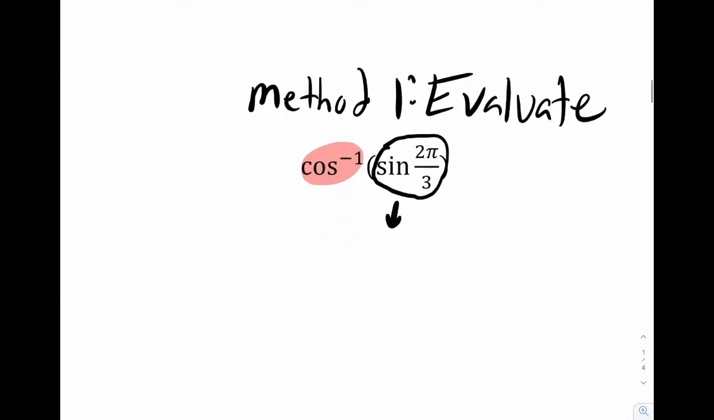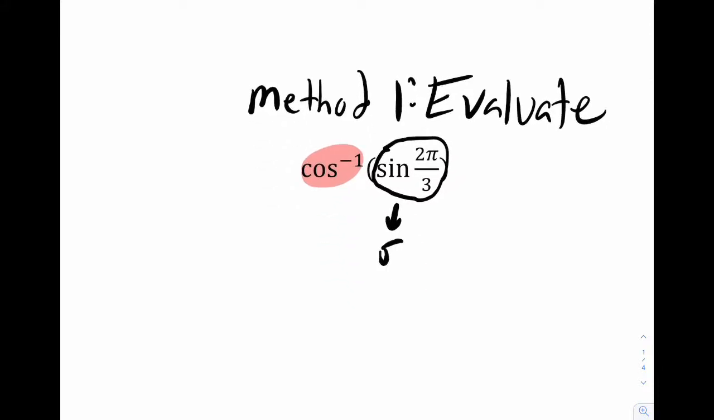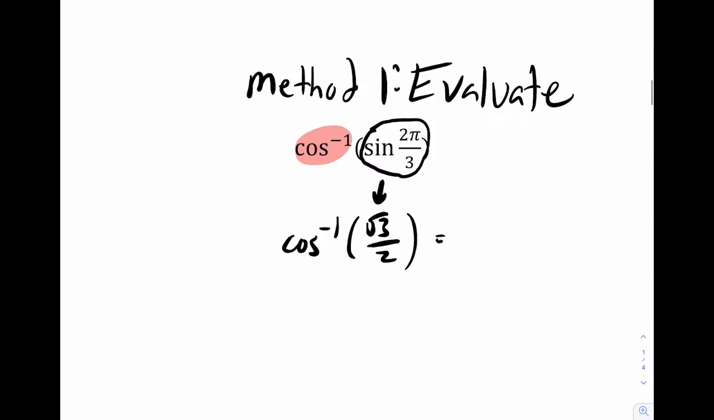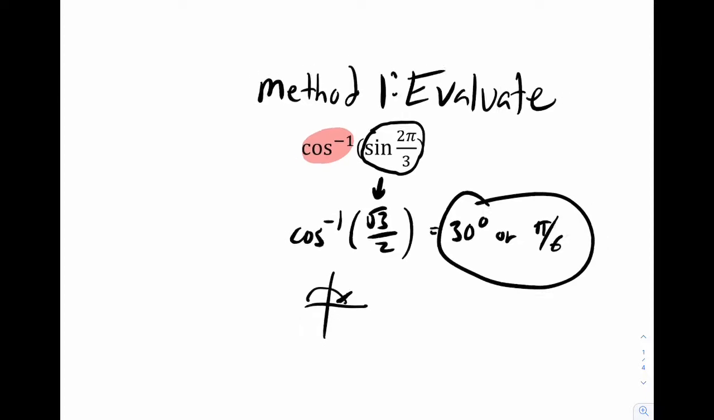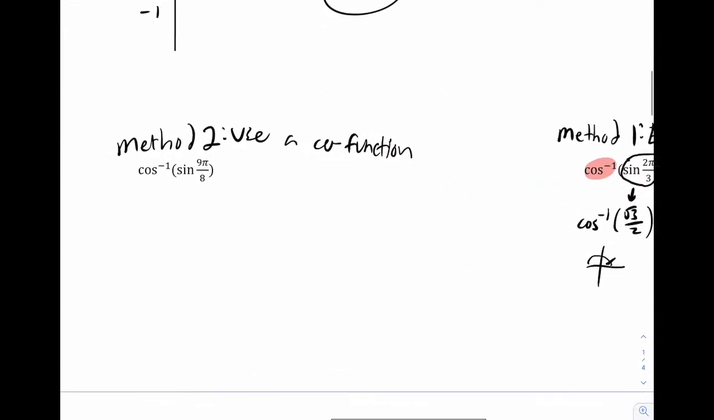So sine 2 pi over 3, think about it, that would be root 3 over 2. So really this becomes cosine inverse of root 3 over 2. And now I can do your circle method. Highlight 1 and 2. Root 3 over 2 is right there. Your answer is 30 degrees, or pi over 6. That's a pretty good method. Now it's limited because what happens if you could not evaluate it? Well, in that situation, you're going to have to use method number 2.